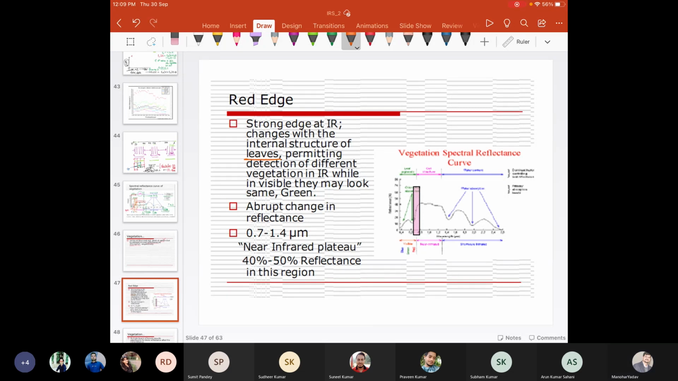So the strong edge at infrared is there due to changes in the internal structure of leaves, permitting detection of different vegetation in IR, while in the visible they may look the same, green. And there is an abrupt change in reflectance at the red edge. So 0.7 to 1.4 micrometer, as I discussed before, is the near infrared plateau where we have a 40 to 50% reflectance.